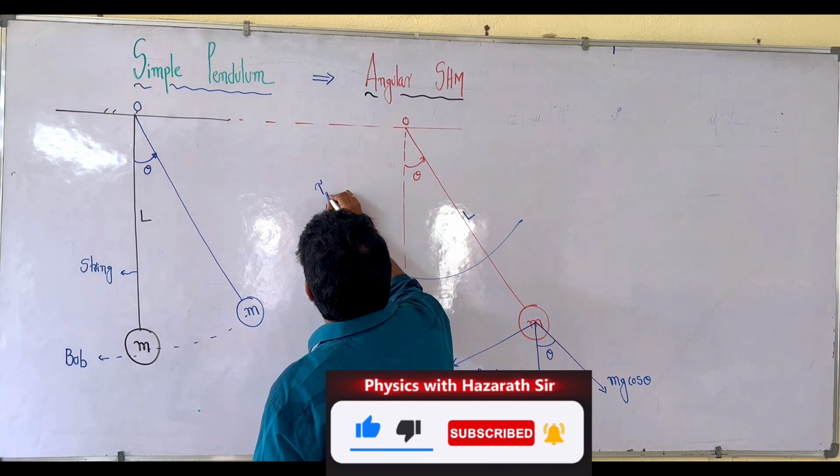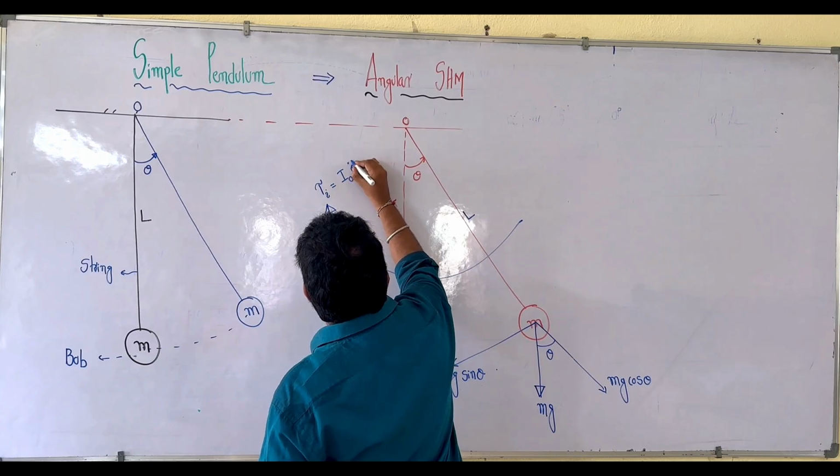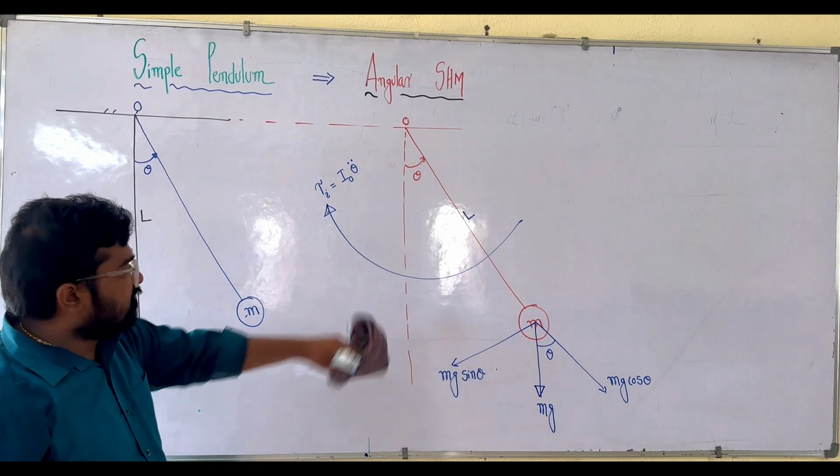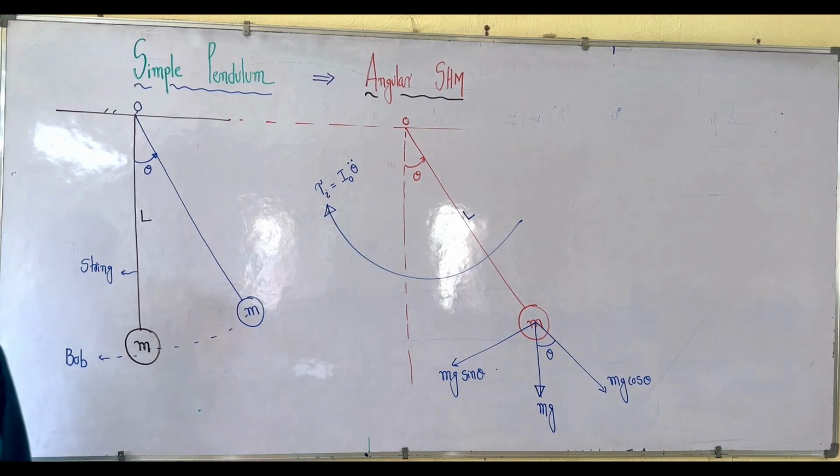This is the inertia torque. You are giving a disturbance, I0 theta double dot, where I0 is the mass moment of inertia of the element mass about the disturbing point O.